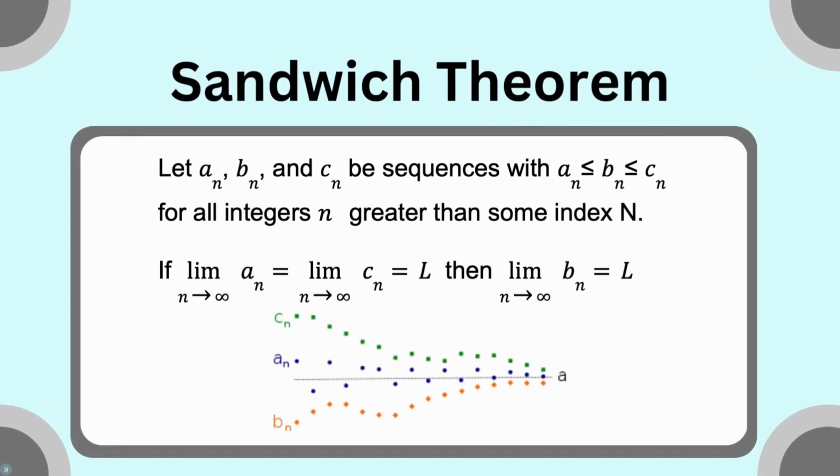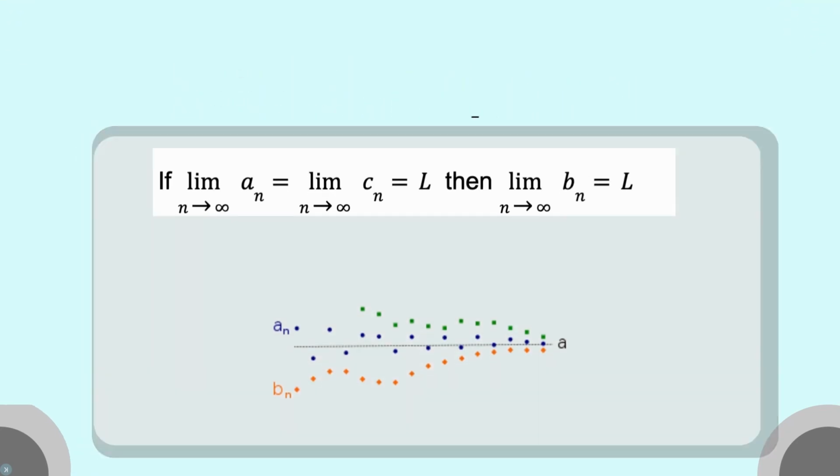When we have three sequences, and a_n is smaller or equal to b_n, and b_n is smaller or equal to c_n for all integers n greater than some index N, and if the limit of a_n where n is going to infinity and the limit of c_n where n is going to infinity are both equal to L, then the limit of b_n where n is going to infinity is also equal to L.